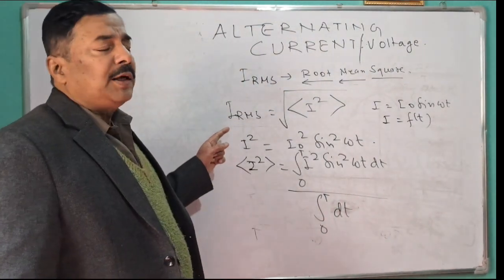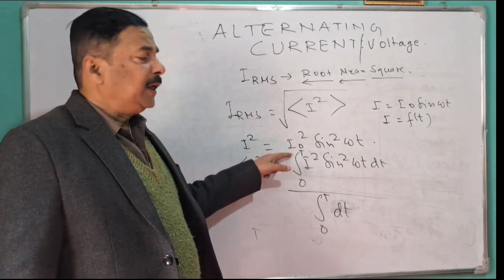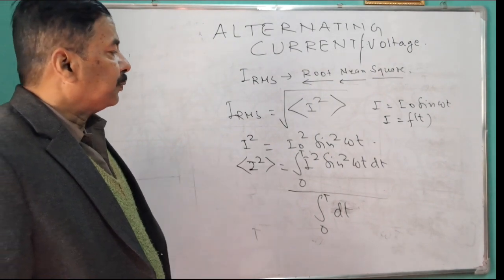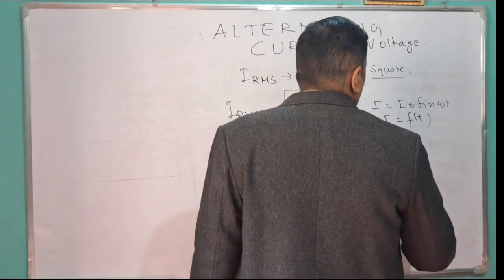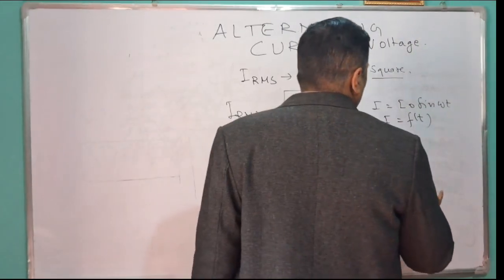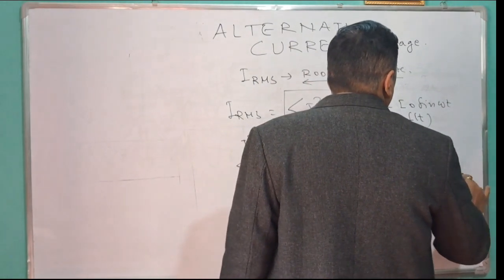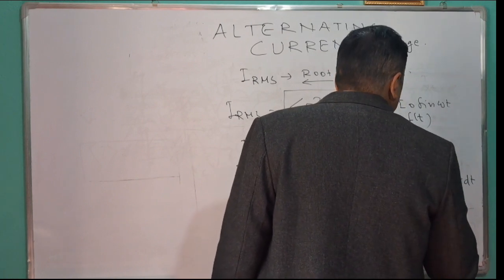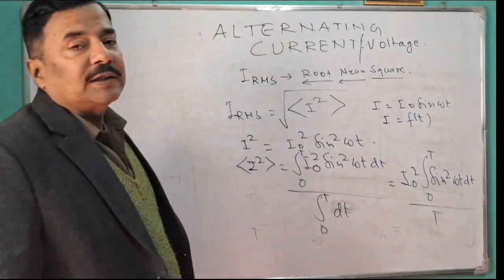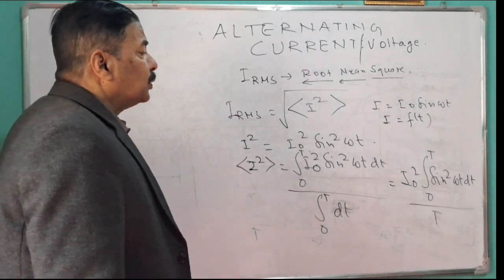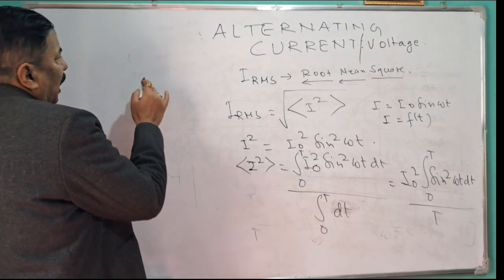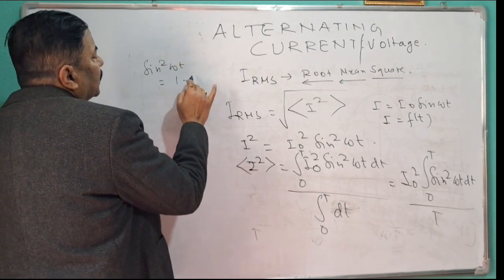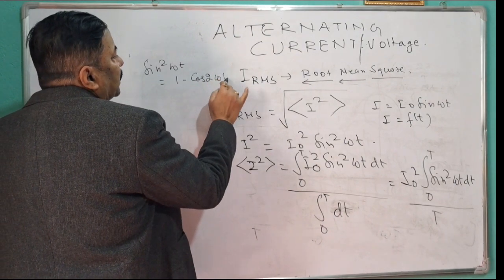See, the RMS value, if you calculate for time interval 0 to T or 0 to T by 2, it will come the same. RMS value will remain the same. So this will give you I naught square sine square omega t dt, 0 to T, divided by 0 to T dt, which is T. Now we will have to understand the value of sine square omega t. Sine square omega t, a very familiar formula you know, is equal to 1 minus cos 2 omega t by 2.